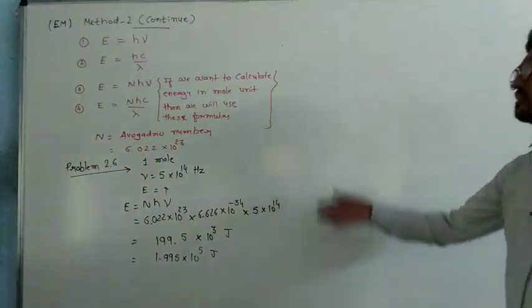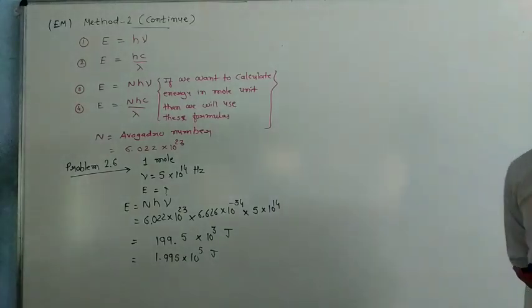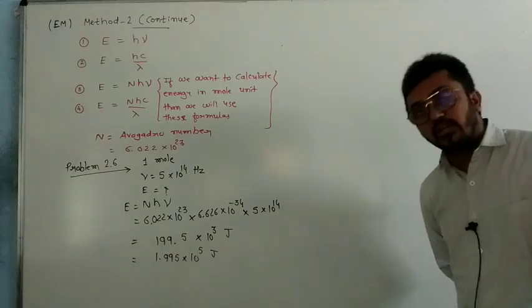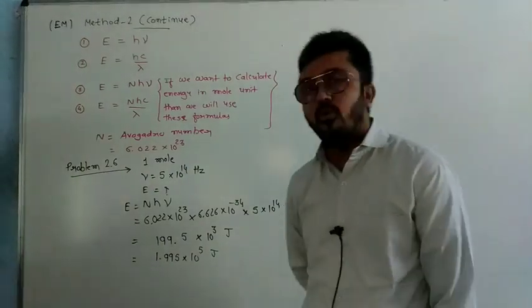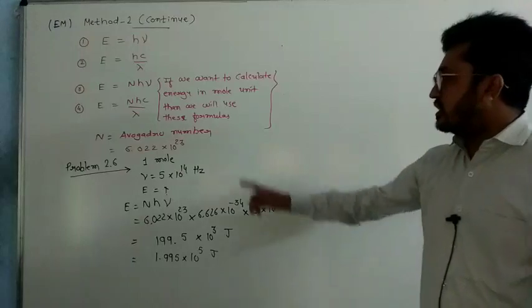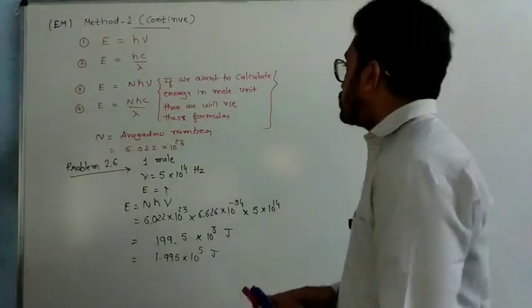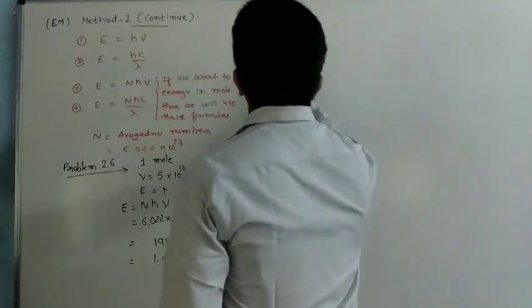So is it clear? This is problem number 2.6. You all have to remember this important point, that if we want to calculate energy in joule per mole, then we use this formula. This is problem 2.6.